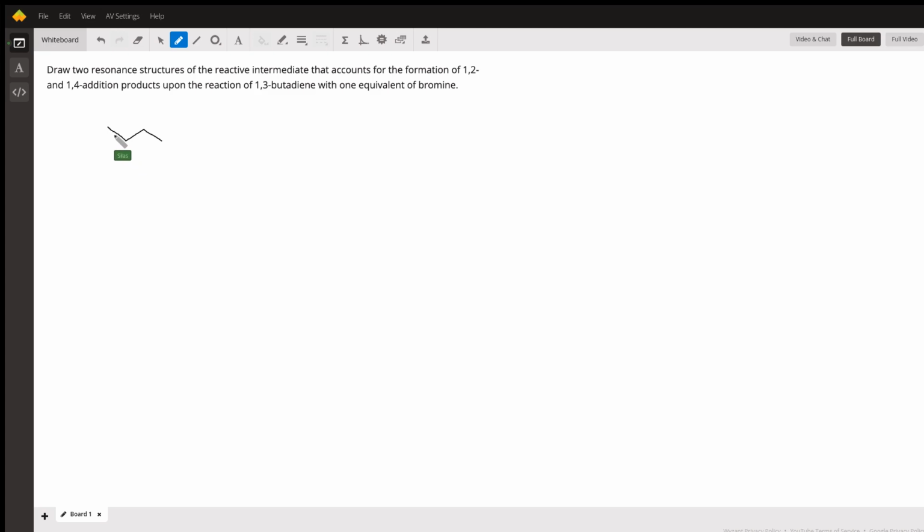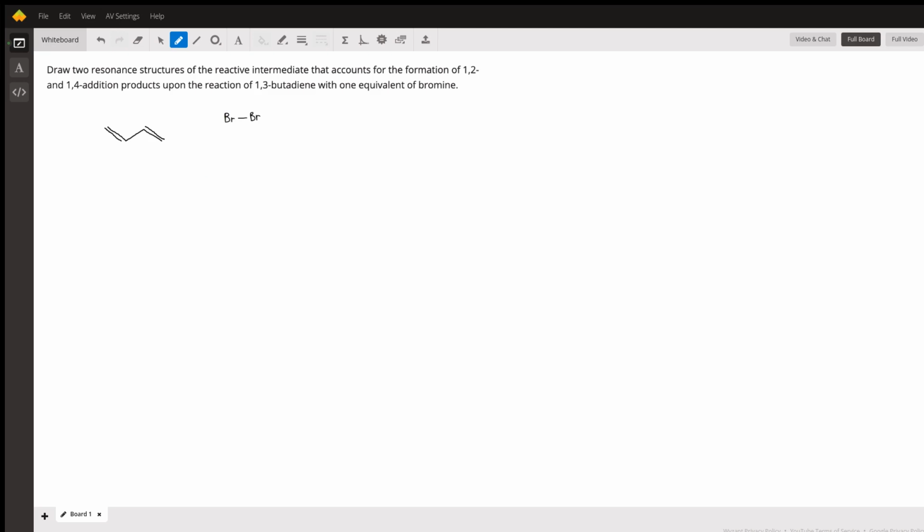If I have these carbons numbered 1, 2, 3, 4, then my 1,3-butadiene would have a double bond there and a double bond there, because it's a diene, there are 2 double bonds. So that's my compound right there that I'm starting with. Now, I'm going to react this with one equivalent of bromine, which is this diatomic molecule here.